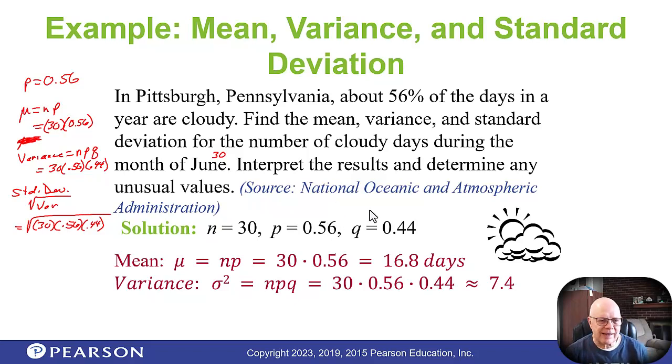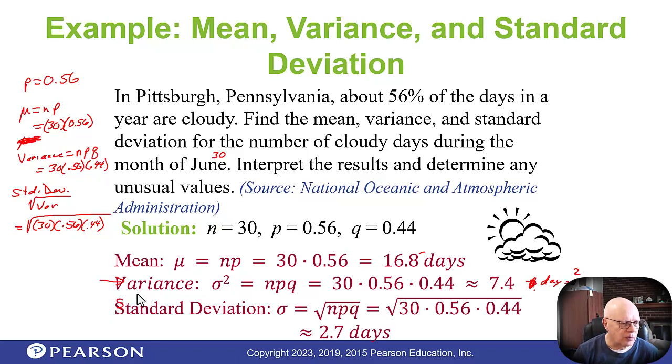Now, this isn't 7.4 days. Technically, it would be days squared. What is days squared? Isn't it anything, right? That's why this is rarely used. Instead, the standard deviation, take the square root of it, and the standard deviation is 2.7 days.